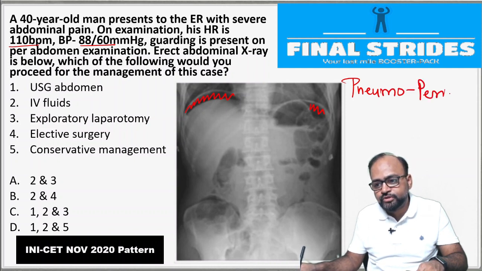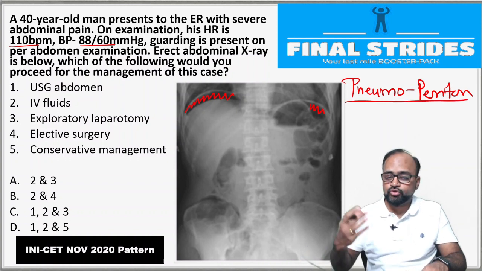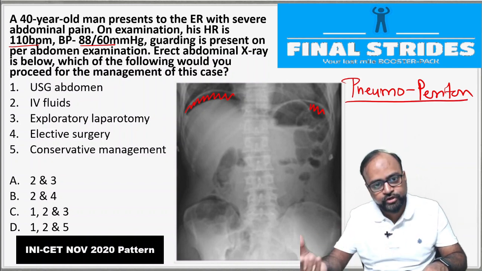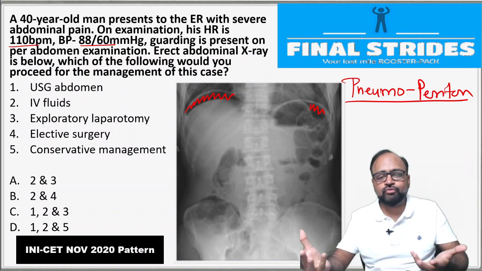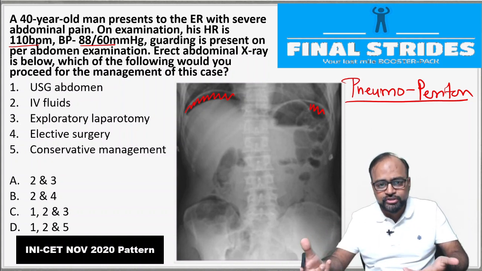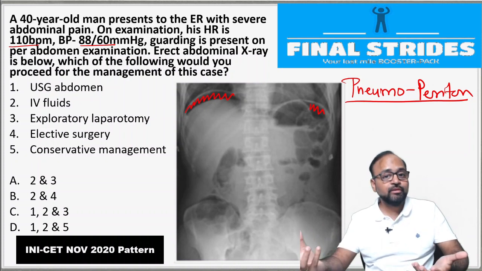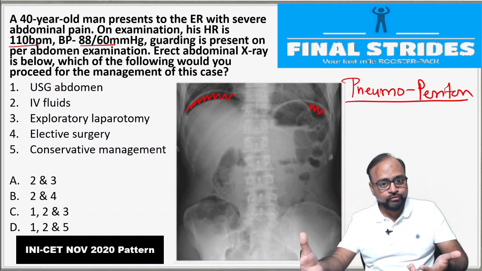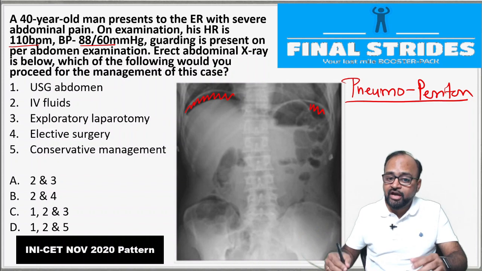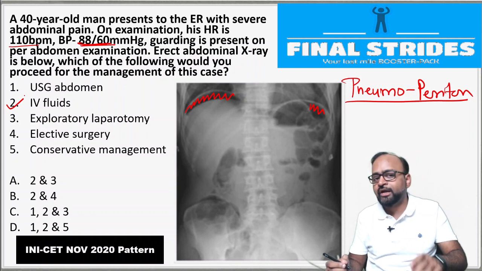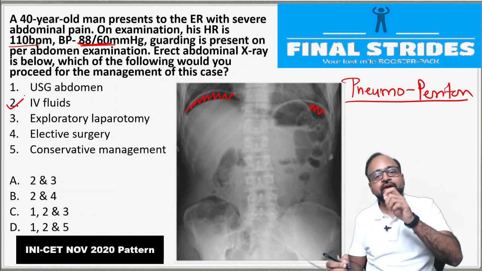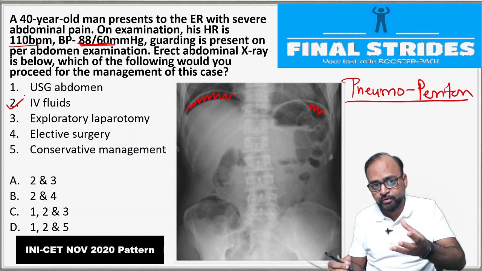pneumoperitoneum. In an adult, the most common underlying cause is perforation, perforative peritonitis. So what do you do in this patient? USG abdomen will have no role, right? It will not show you the site of perforation anyways. Air is the enemy of ultrasound, so it is going to obscure a lot of images that you would get. IV fluids, yes, because the patient is in hypotension, you must stabilize the patient. IV fluids is correct. And remember, once you see and diagnose pneumoperitoneum, it is because of perforation.